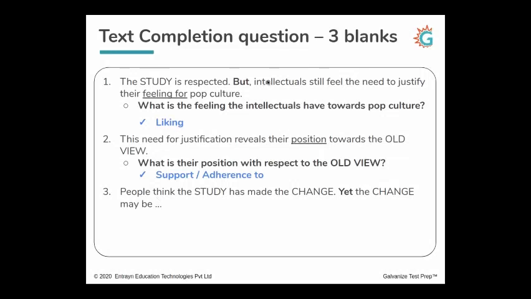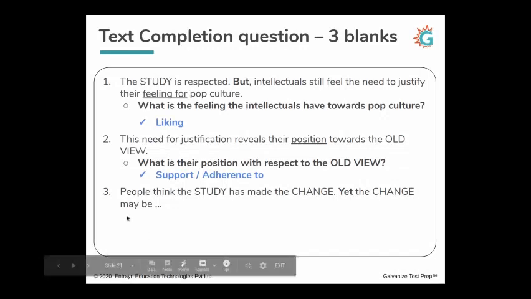Now, intellectuals who study popular culture are respected, and yet they feel the need to explain their love for popular culture. It is because they have this support of the old view. Okay, old view is popular culture is inferior. Now, this much is known. Okay, this is an explanation of this.